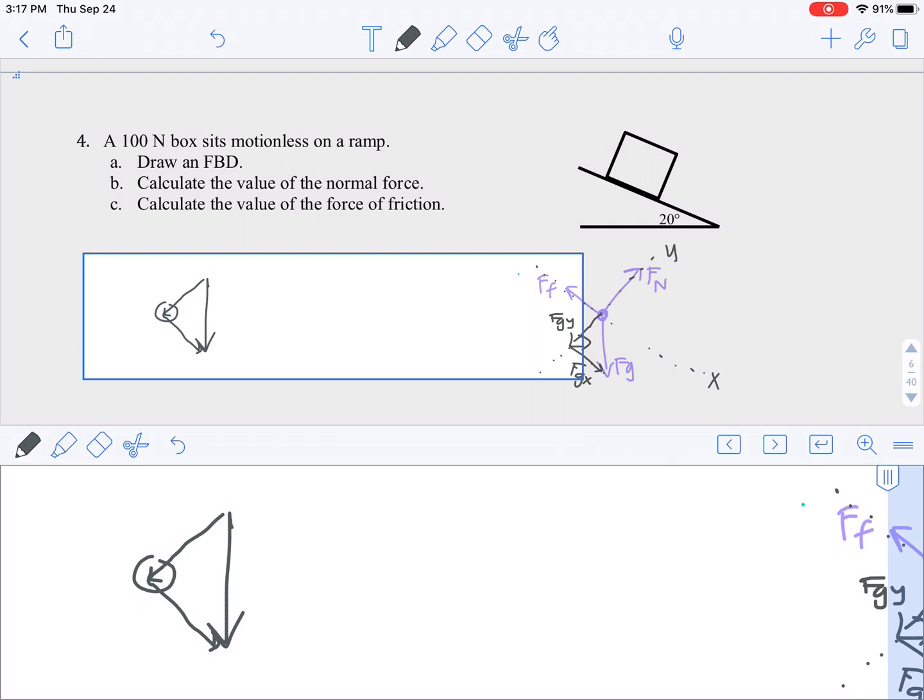Or you can also think about it as my actual vector, so like my force vector, will always be the same. So this is like tail, tail, and then this is tip, tip. So that's another strategy to check to see if you drew in your components correctly.